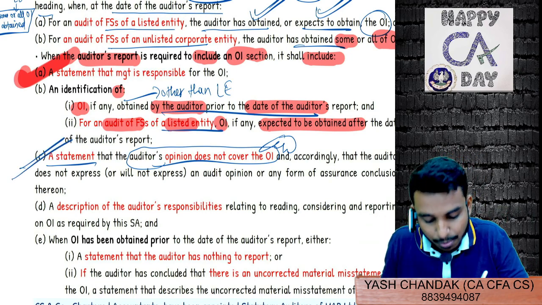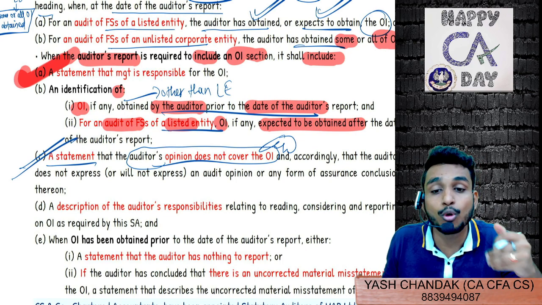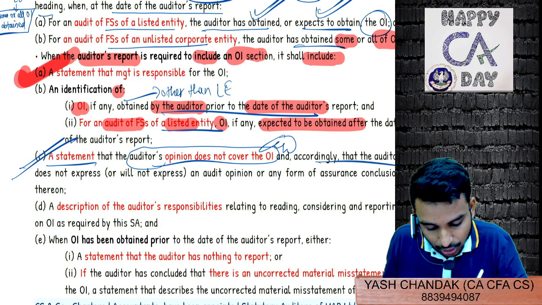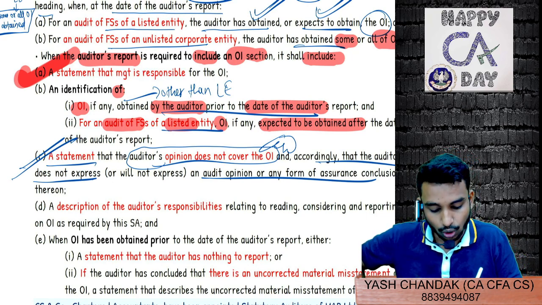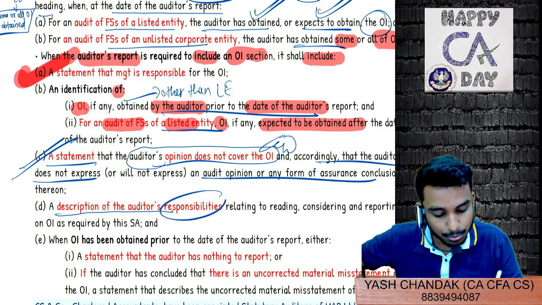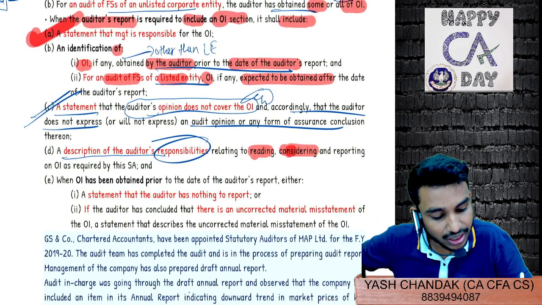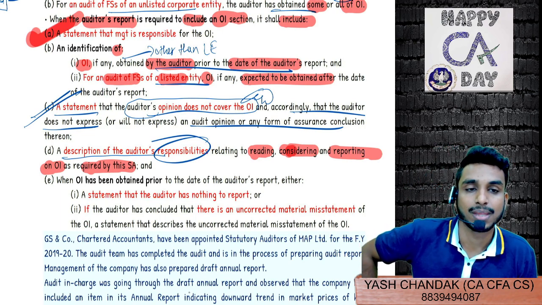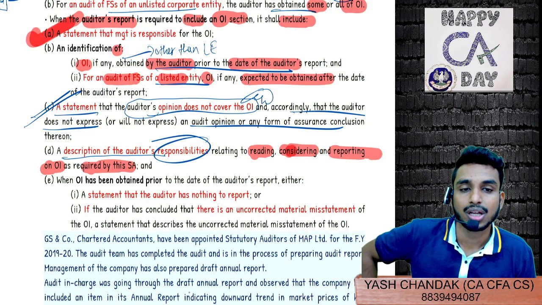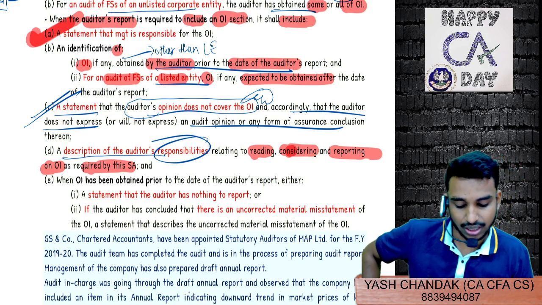So you will specify specifically that point only, that our responsibility is not to express any opinion on OI, and accordingly the auditor does not express any audit opinion or any form of assurance conclusion thereon, and a description of the auditor's responsibility. And auditor's responsibility is reading, considering, and reporting the OI as required by this standard on auditing. Clear? Our responsibility is to read, understand, consider, whatever the reporting responsibility as per OI as required by the standard on auditing.